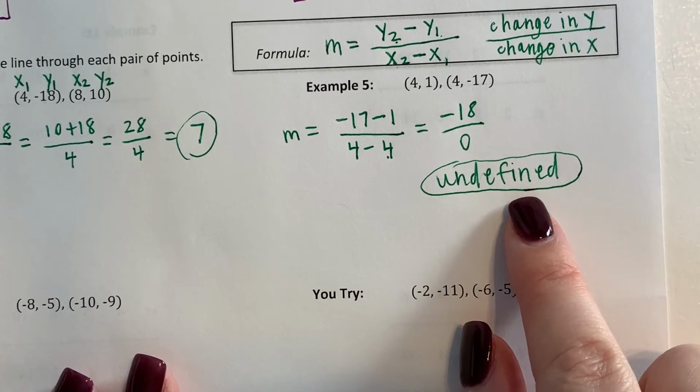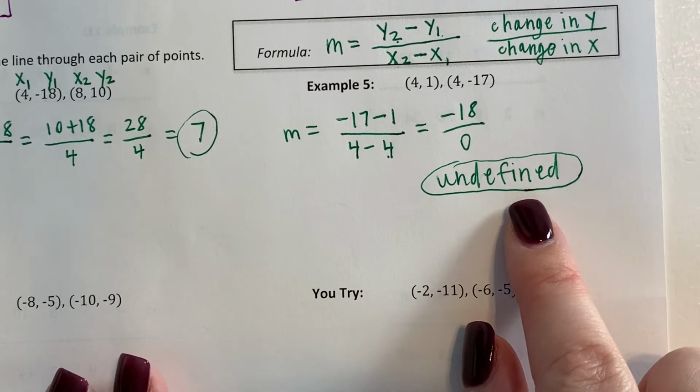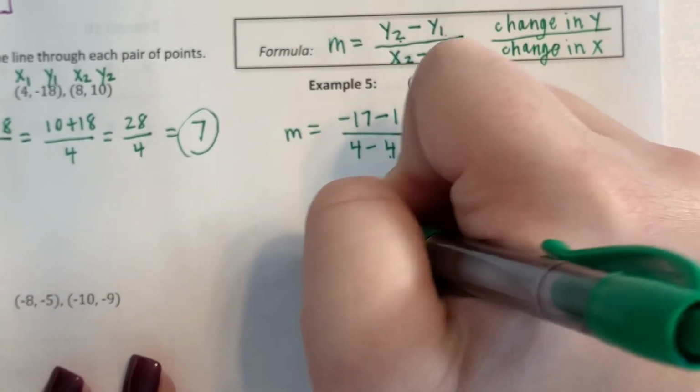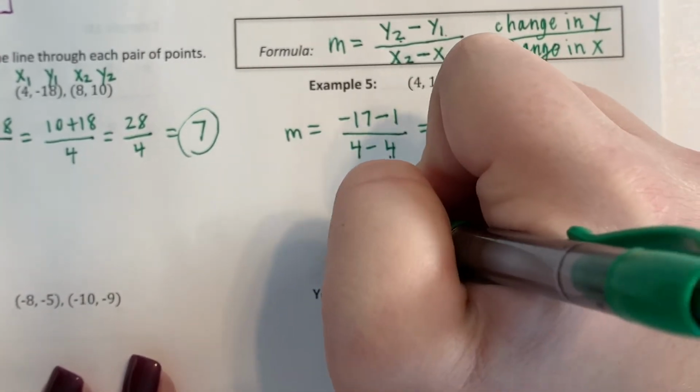And the reason for that is we cannot do a number divided by 0. That's illegal. You cannot do that. It does not work. You can do this. You can do 0 divided by a number. That works.